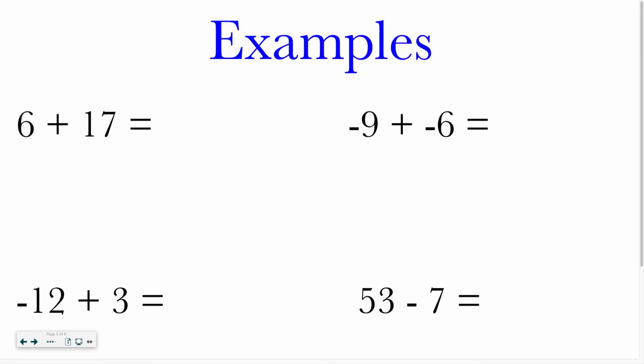Alright, let's look at some examples. So to start off with, I have 6 plus 17. Those are both positive integers, so all I have to do is add normally. So 6 plus 17 gives me 23.